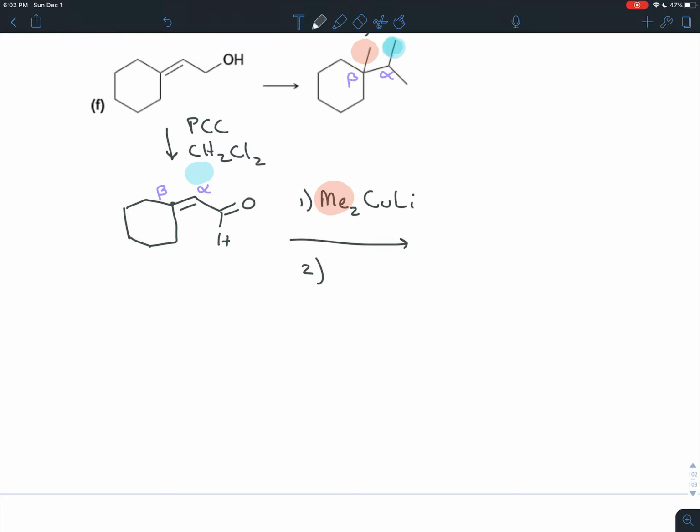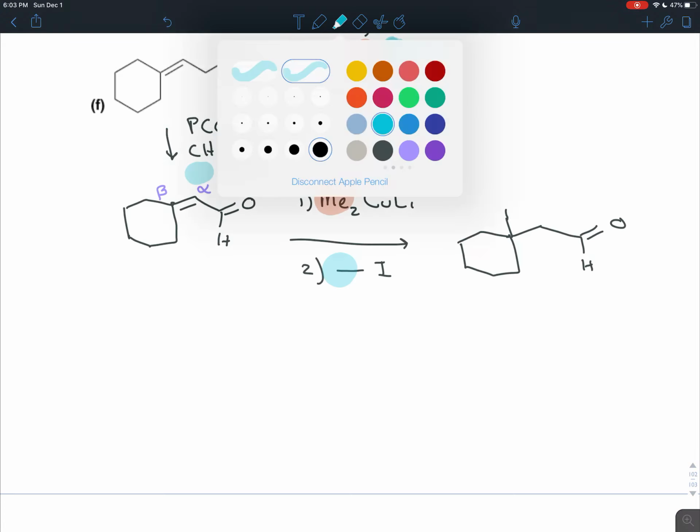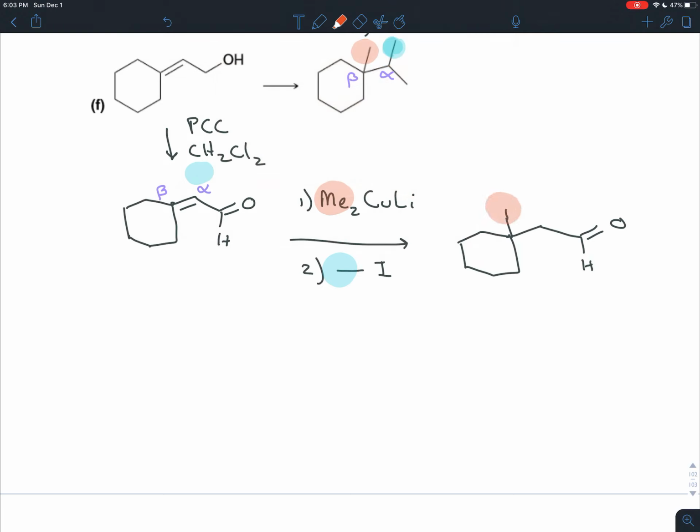So look at the carbon chain you want to attach to your alpha position. Take that same carbon chain and just add a leaving group. I'm going to add iodine. Any leaving group would do. And that will get attacked by the alpha carbon and form that new carbon-to-carbon bond. So you would have your same molecule, just on the beta carbon you'll have your methyl group from the Gilman reagent, and on your alpha carbon you'll have a methyl group from your alkyl halide.